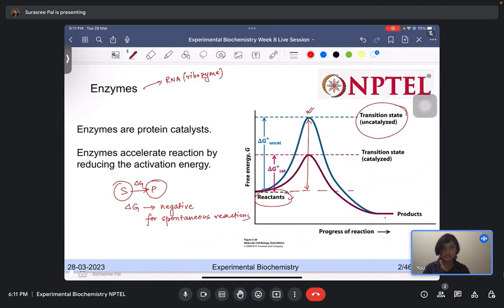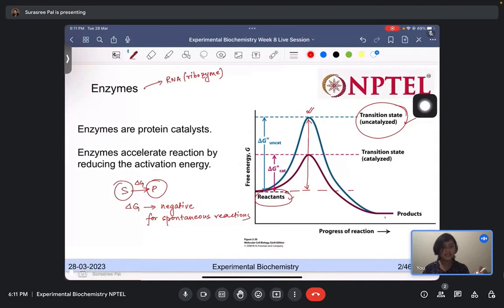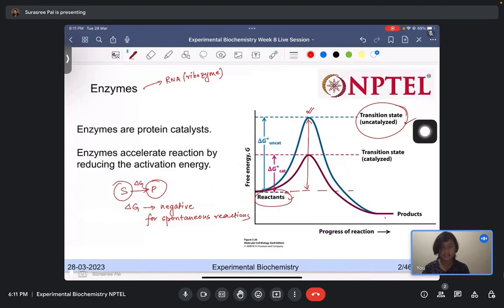So the substrates have a tendency to be converted to product, because the product has a lower energy. But if the substrate has to be converted to the product, then it has to cross an energy barrier, and when it goes up this energy barrier, it exists in a state which is called a transition state.